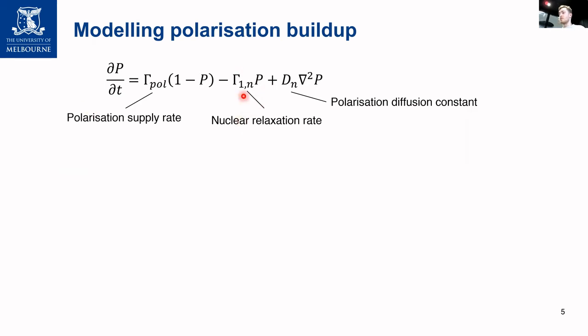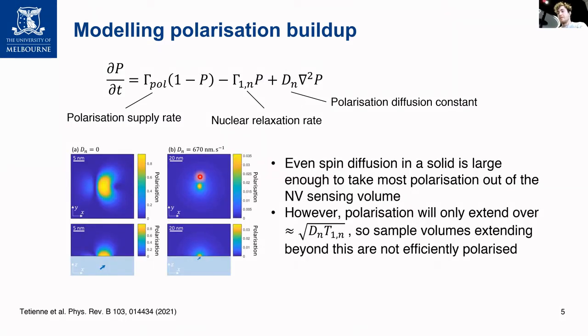We have a polarization loss term, which is just the nuclear T1 relaxation. And then we have some diffusion. And yeah, we plug this in and see what comes out. The first thing we notice is that because we exist in this weak coupling regime, any diffusion at all, even just spin diffusion on a solid lattice, is enough to take the bulk of the polarization that we generate away from the NV, which is not a problem in itself, because in general, you're only going to care about the total polarization you generate, not where it is.